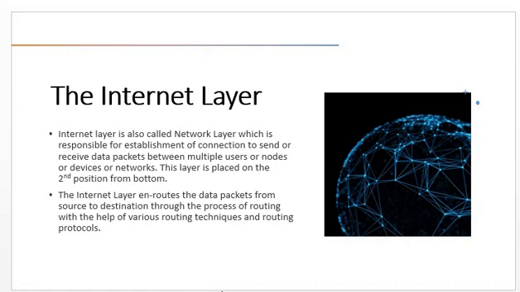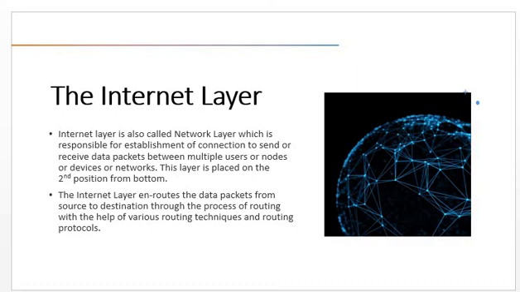And some of the protocols that you find at the internet layer are the IP protocol, the Internet Protocol, the ICMP protocol, which is Internet Control Message Protocol, and the ARP, which is the Address Resolution Protocol. All these protocols are there to facilitate successful transmission and routing of data packets over the network.